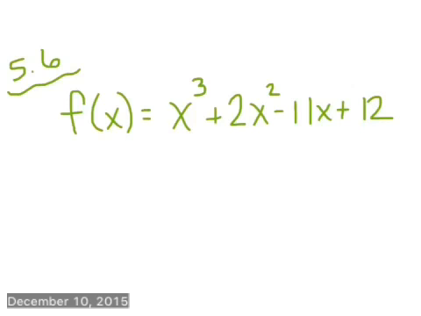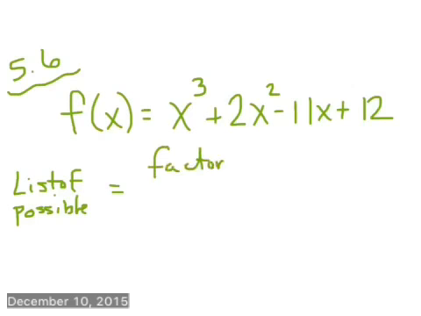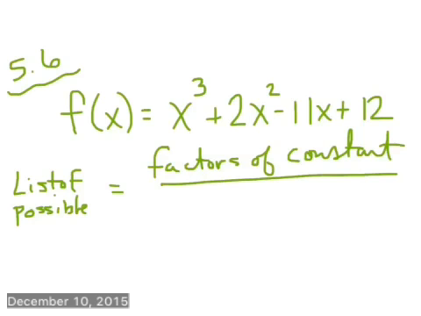And what we use is a thing called the rational zeros theorem. That says to come up with a list of possible answers, how you calculate them is you take the factors of the constant and divide it by the factors of the lead coefficient.